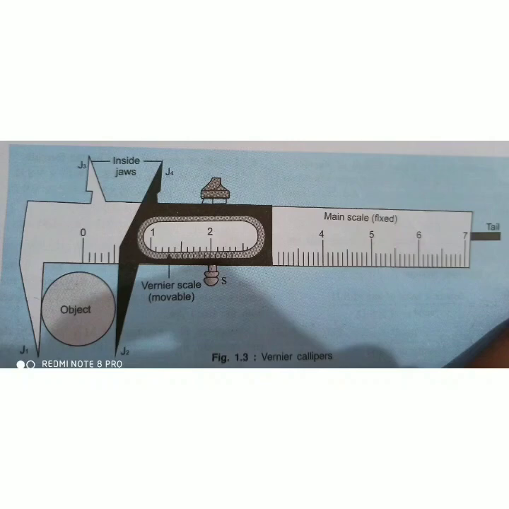The tail is connected to the vernier scale from behind. It slides back and forth along the vernier scale. It is used to measure the internal depth of a cylinder or hollow tube. Students, this is a very important theory part about vernier calipers. No question will be asked from it in your board examination, and there is no numerical question in your syllabus. So, student, this is a very important theoretical part about vernier calipers.